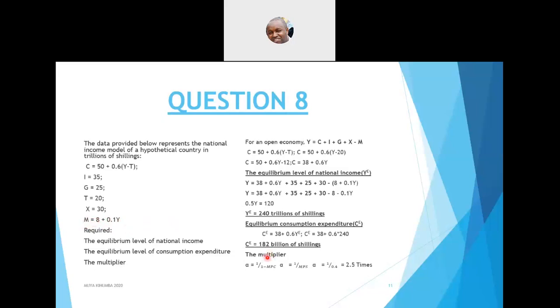And finally, the question asked about the multiplier, which we said is always 1 over the marginal propensity to save. We always abbreviate it as alpha, and our multiplier will be 2.5 times.